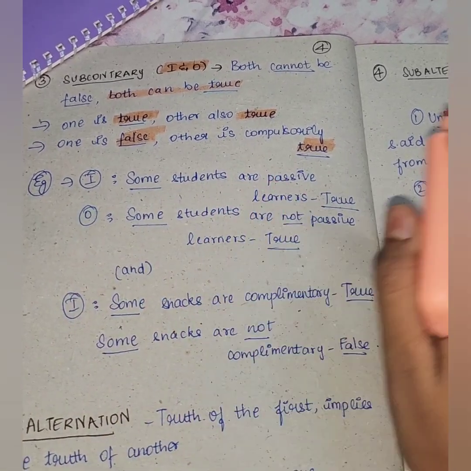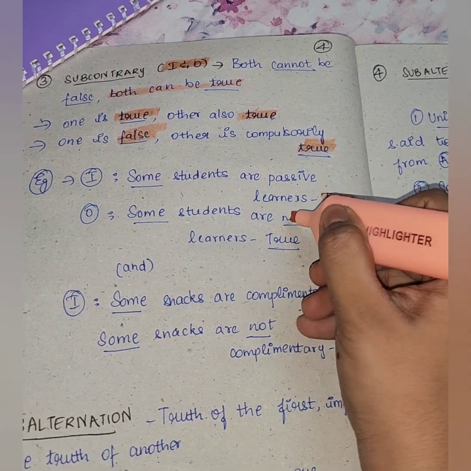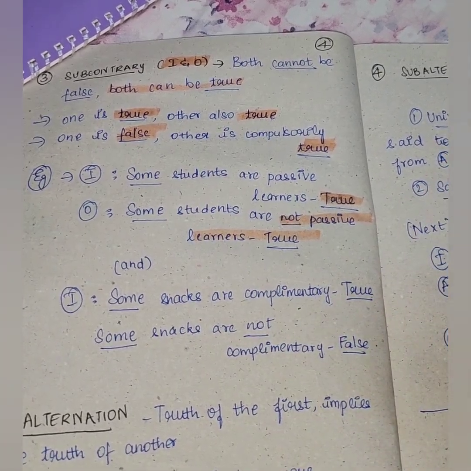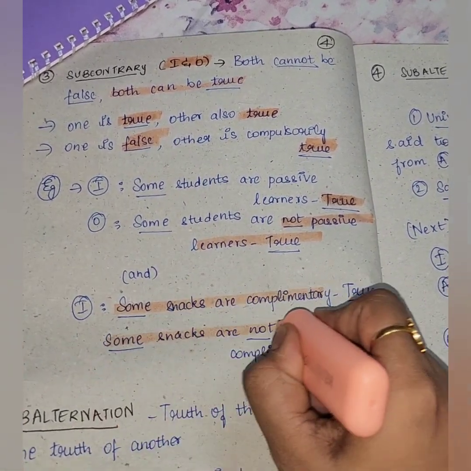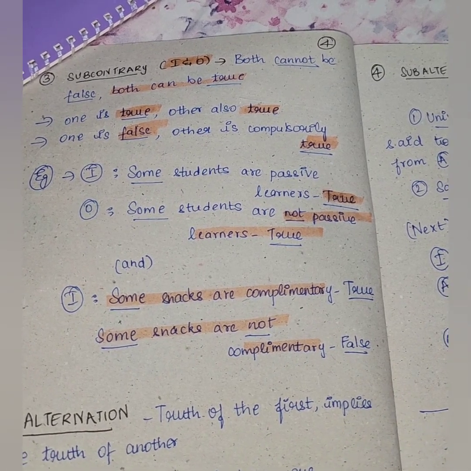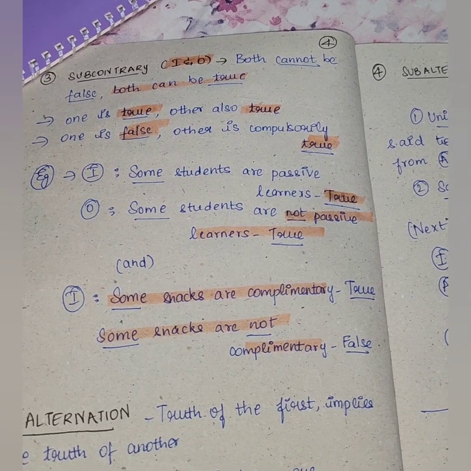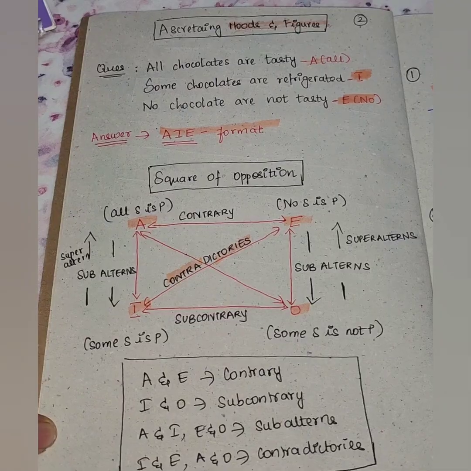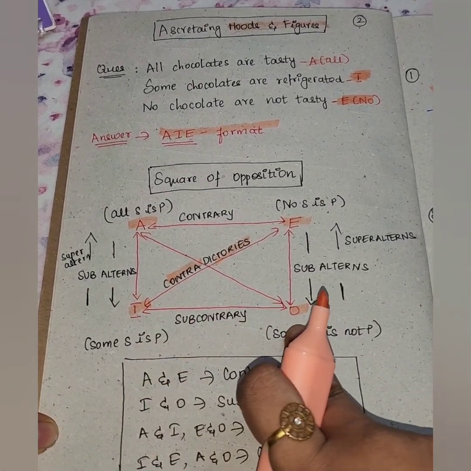Some students are passive learners, if it is said to be true, then some students are not passive learners is also said to be true. And the next example, for one to be true and one to be false: some snacks are complimentary, some snacks are not complimentary is said to be false. These are just examples. Once you move ahead to solve each and every particular problem, you will be able to understand this concept better. Here if you see, in subcontrary, it's the I and O relationship.